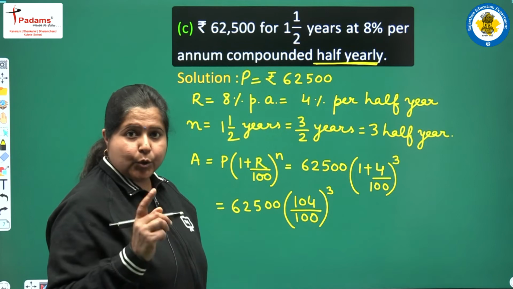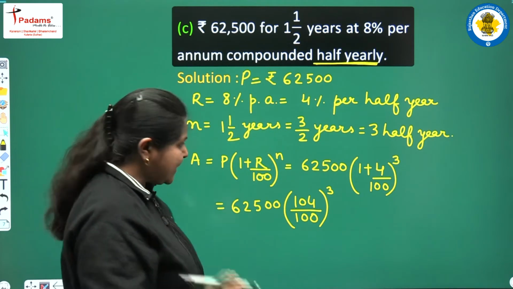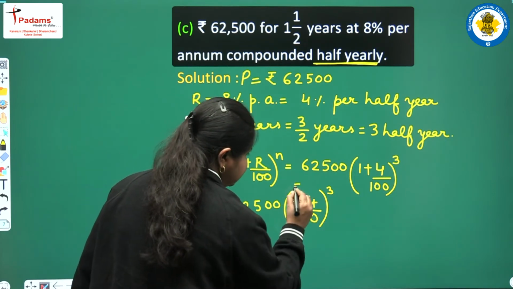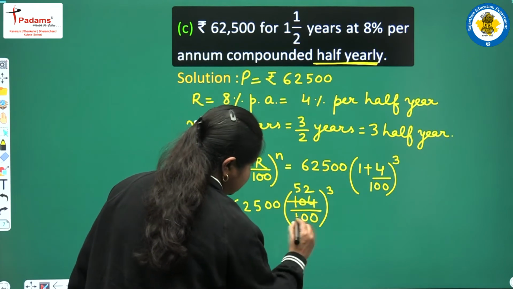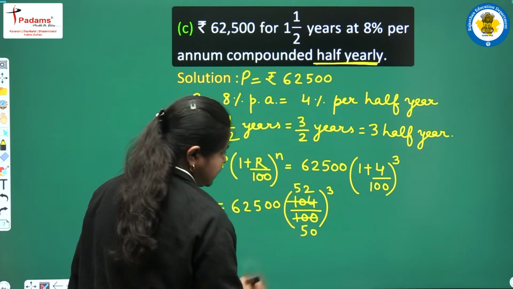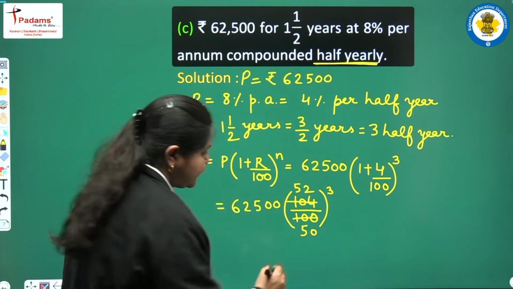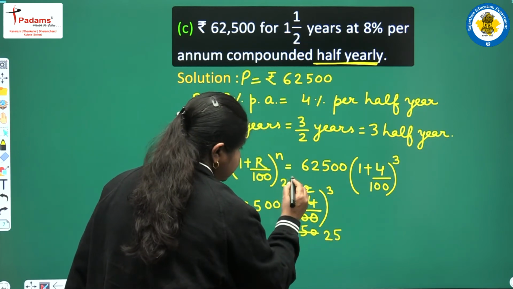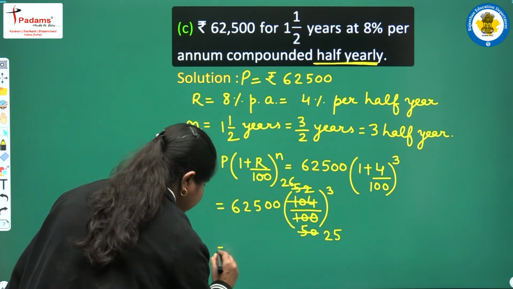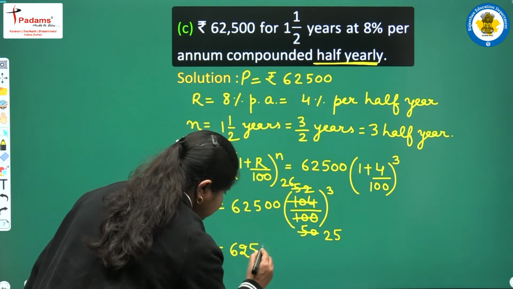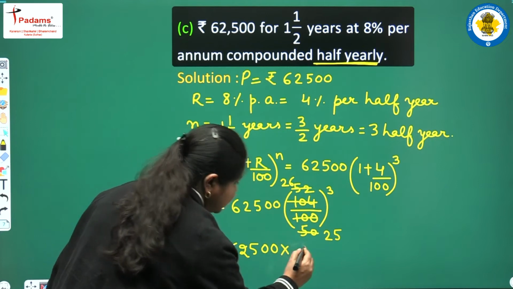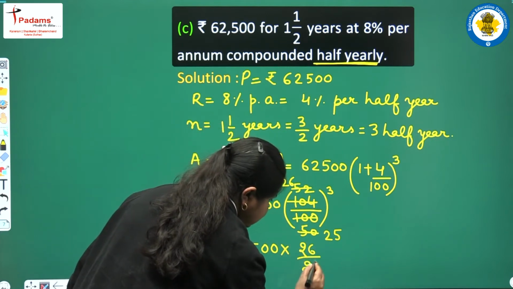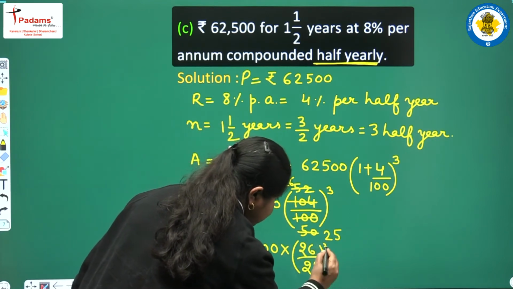104 और 100 दोनों ही even numbers हैं. Let us divide by 2. It will give us 2 5s are 10 and 2s are 4. Here we have 50. Again we can divide by 2. It will go 25 times and here 2 2s are 4, 2 6s are 12. तो हमें क्या मिल रहा है? 62500 into 26 upon 25 raised to power 3.